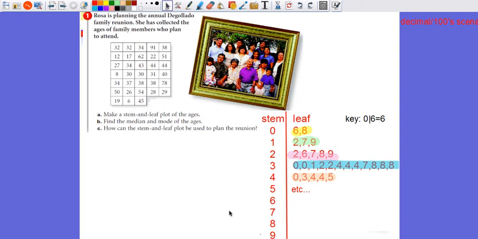Okay, we have something that you might have learned before called stem and leaf plots, and histograms. Those are basically the two things we're going to learn today.